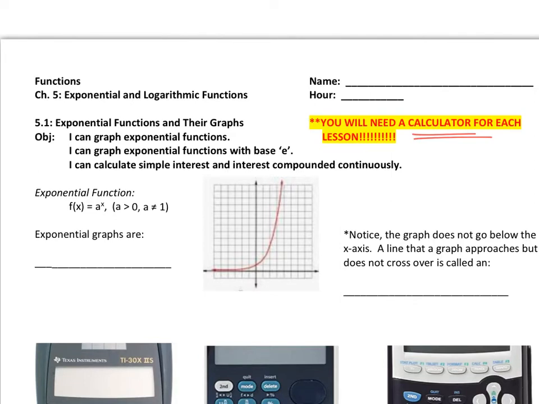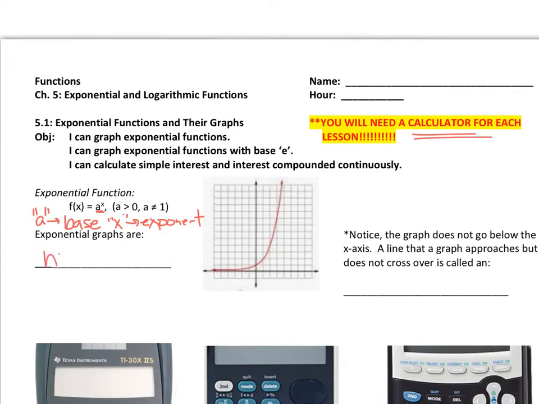An exponential function is any function where your variable is the exponent. So in this example, f of x equals a to the x power. A is known as the base of the function, and a can be any number it wants to be. X itself, the variable, is your exponent. And as that number changes, the graph will change pretty significantly.